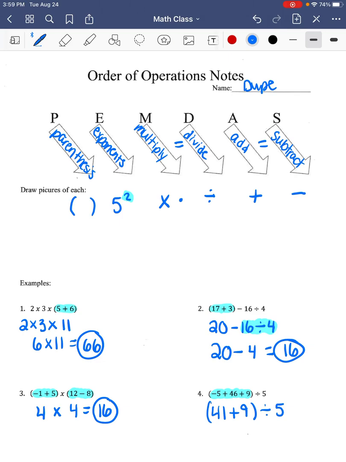So once again, we're back in the parentheses. 41 plus 9 is going to be 50, and we're going to divide by 5. So our final answer is 50 divided by 5, which is 10.